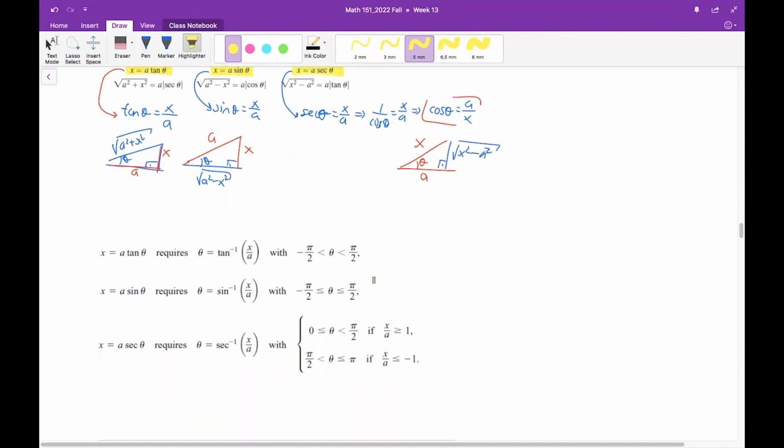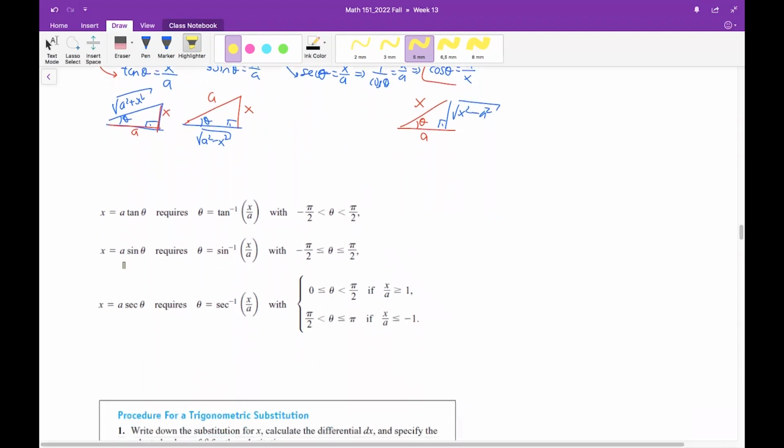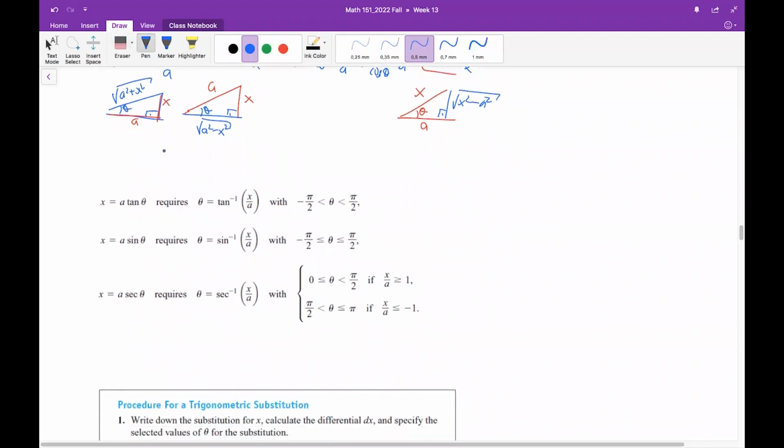Okay, let's move on. And here, there are some restrictions on theta to have a well-defined inverse function. So these are the trigonometric substitutions that we have talked about above. And here you can solve for theta easily.